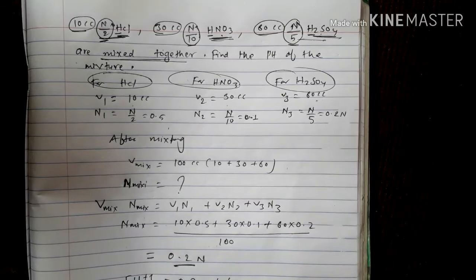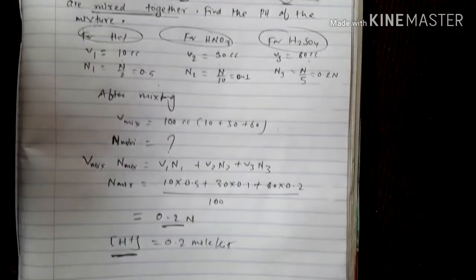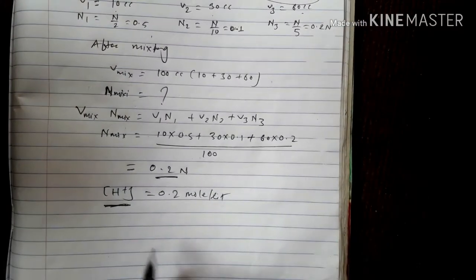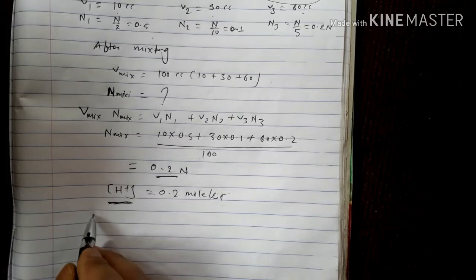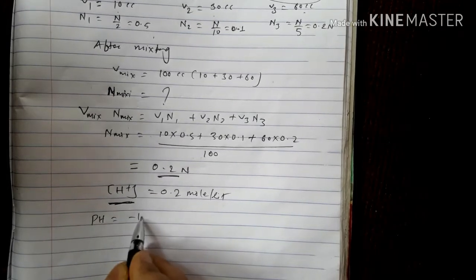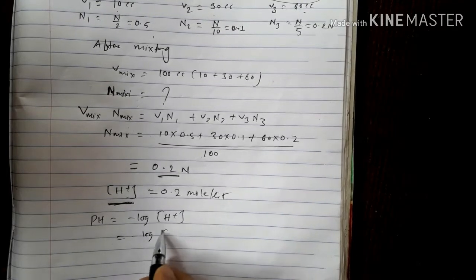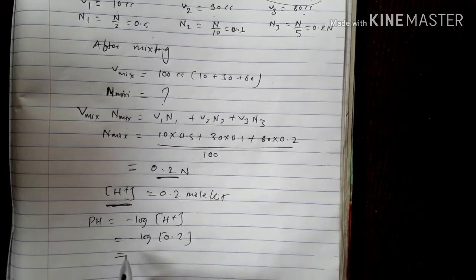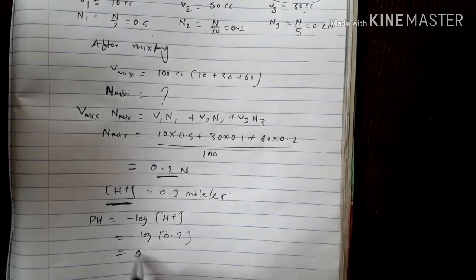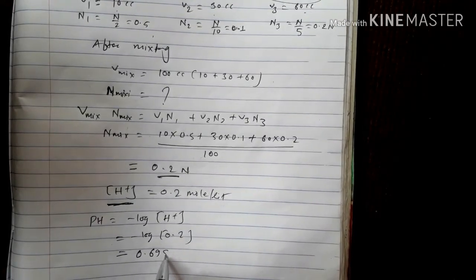This is the H plus from acid. From water, H plus is 10 to minus 7. That's why you can neglect that value. pH will be negative log of hydrogen ion concentration, minus log 0.2. The answer will be 0.698.